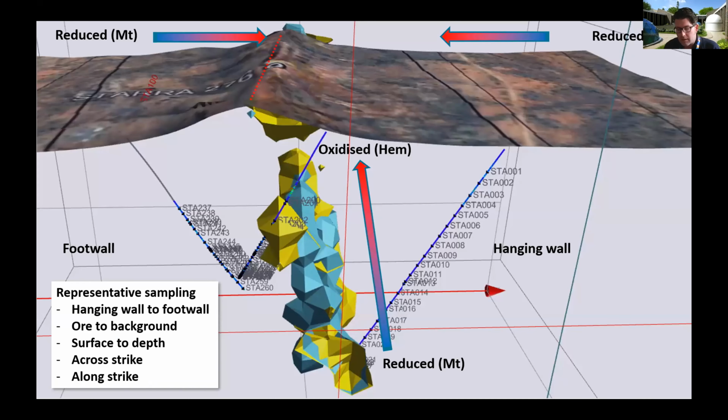I guess the underlying principle that we need to use when collecting this data is we need to get a representative sample. And this is quite a good example here at Stara. You can see we've got 3 main drill holes which go from the footwall through the mineralized system into the hanging wall. We're sampling mineralization at depth. We're sampling it up a bit further here. We're also sampling along the ironstone along strike. So we're really trying to get a representative sample, and that's really critical.